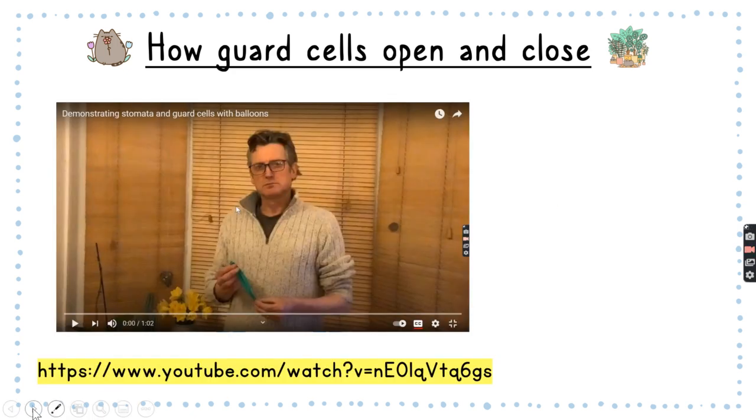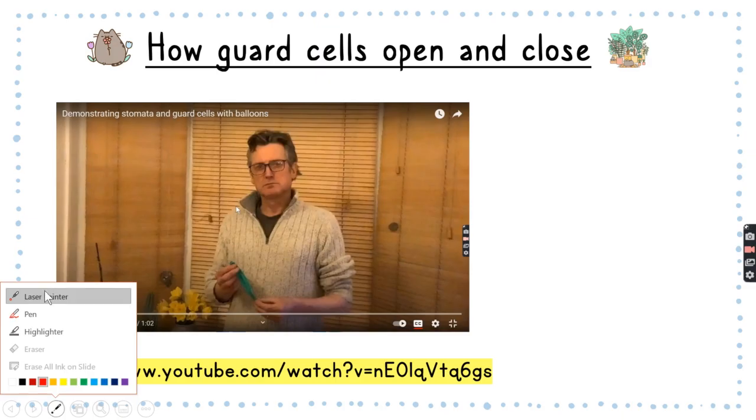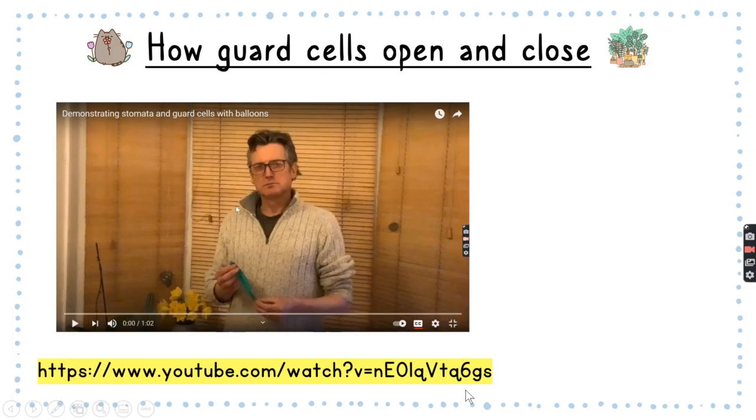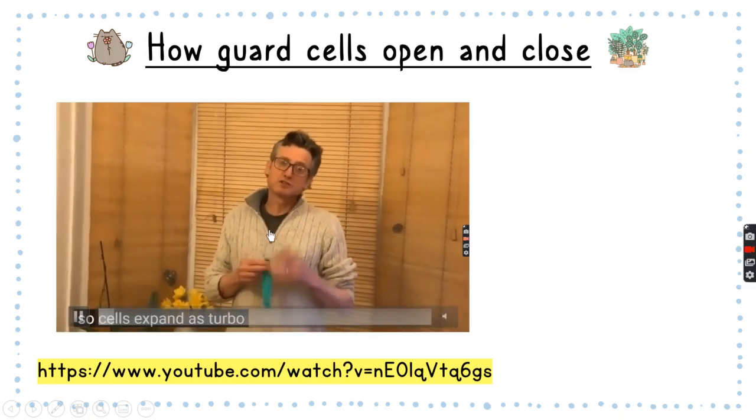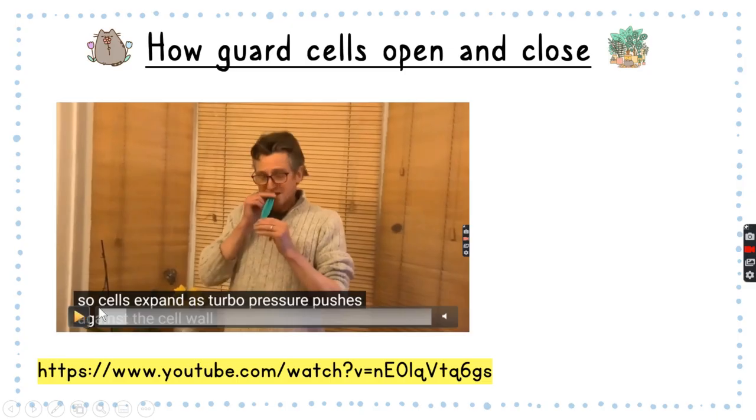So if we have a look at this video, you can actually watch it at this link. I'll link it in the description box below. I'm not going to play the voice for this because it's really hard to record, since it only comes from my mic, so I'm just going to narrate here. What this guy is doing is that he has a balloon. Just so you know, these are the automatic captions by YouTube. Instead of turbo, he actually meant turgor pressure.